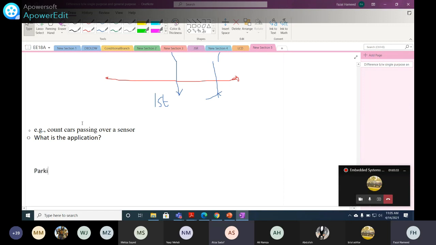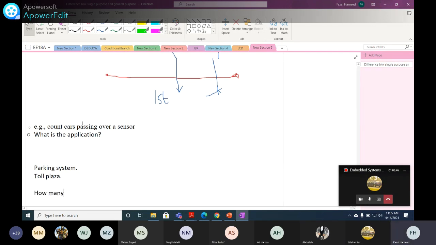Sir, toll plaza. Parking system. Very good. It can be used in the toll plaza, and it can be used in the parking system, to count how many cars. Whenever a car passes, it creates an event, and that event is recorded in a counter.